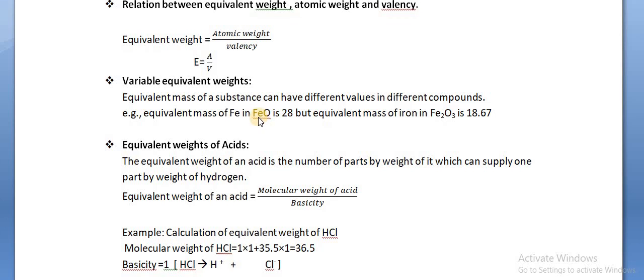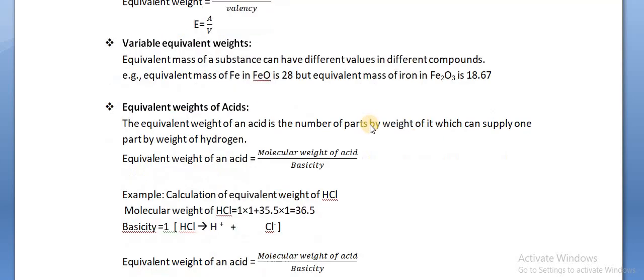So Fe, iron, in this has valency 2, and the atomic mass of iron is 56. So 56 divided by 2 will come as 28. But the equivalent mass of iron in Fe2O3 is 18.67. It is also calculated in a similar way. So we can see that the equivalent mass of iron over here is 28 and here it is 18.67. So they can have different values of equivalent mass.